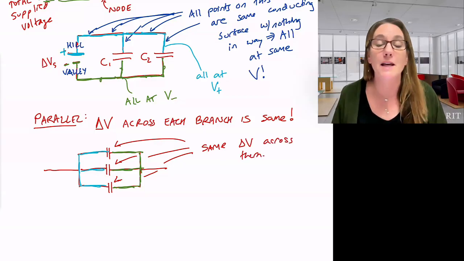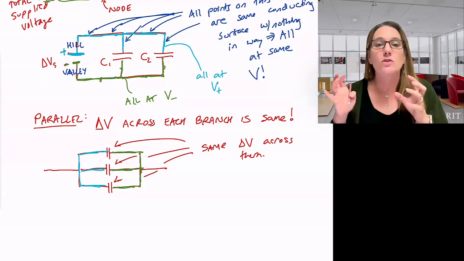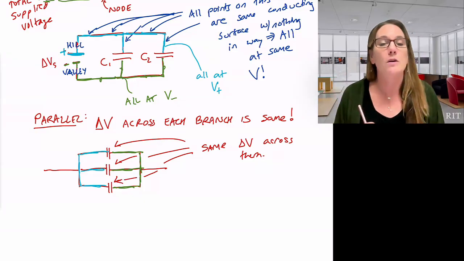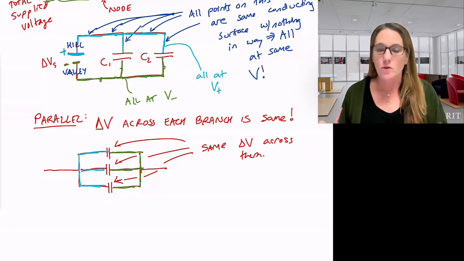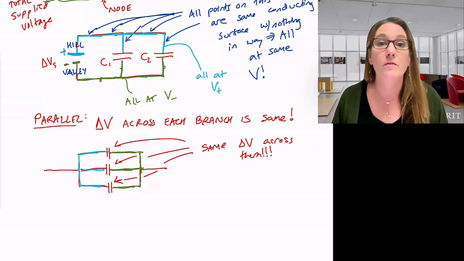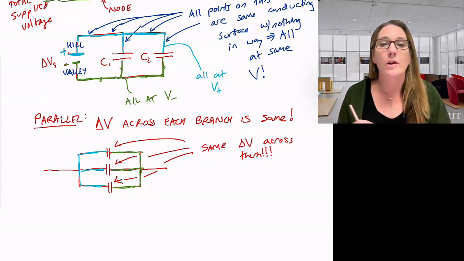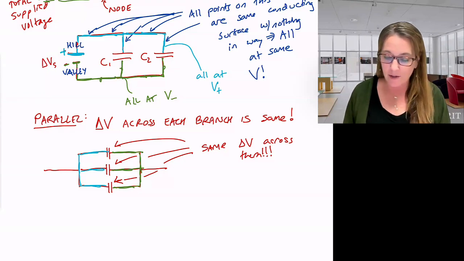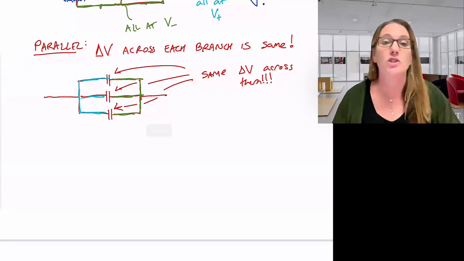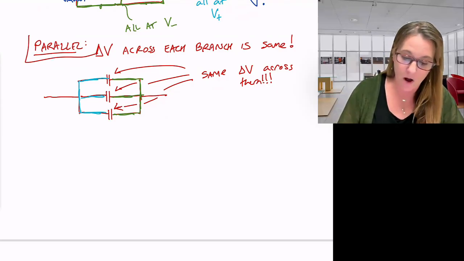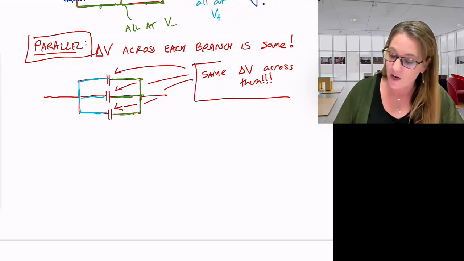So visualizing the potential first is going to be the easiest way to start analyzing circuits, first with capacitors and then next module when we add in resistors. So really picturing that voltage will allow us to understand some of the rules. And so that's our parallel configuration and talking about the voltage in the parallel configuration. So I'm going to box that result.